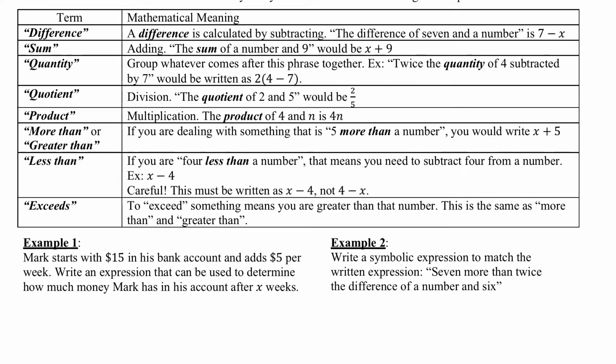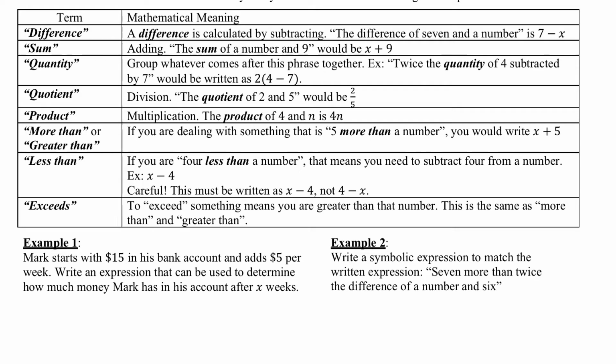Product means multiplication. So literally the product of 4 and n is 4 times n. More than or greater than. So if I say, hey, 5 more than a number, like if you don't know what the number is, usually we use x or n or something like that. You would just say x plus 5. If I say less than, that means I want 4 less than a number. You would do a number, x minus 4.